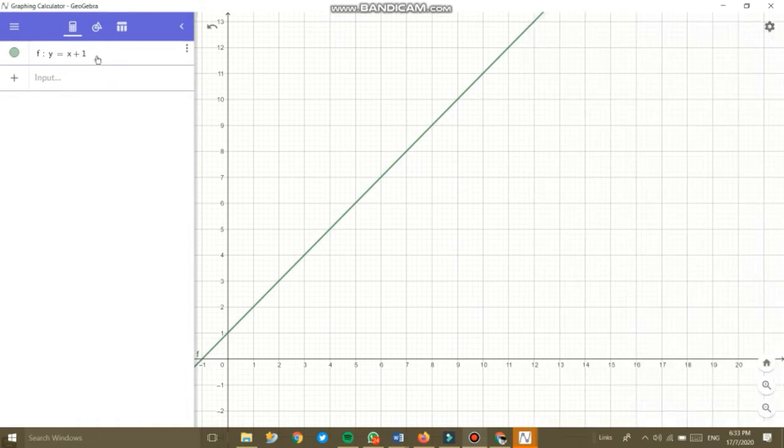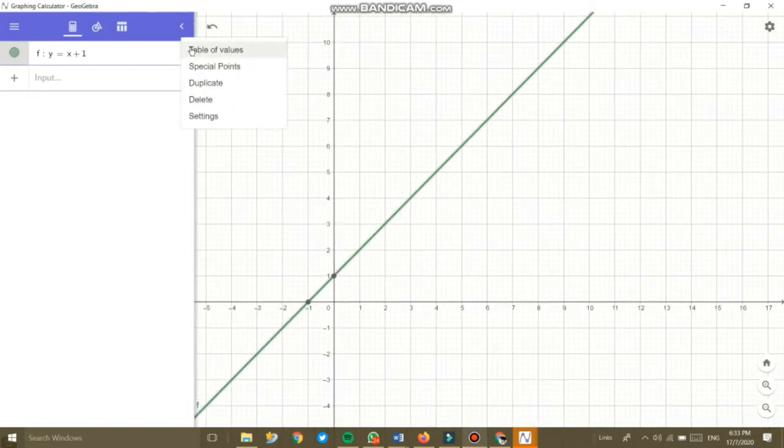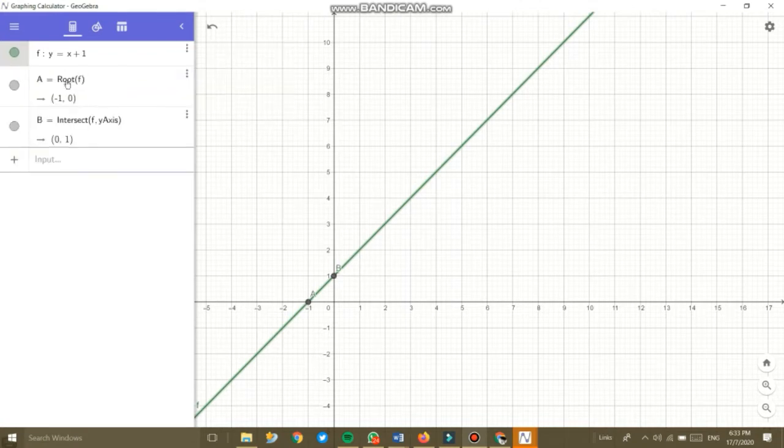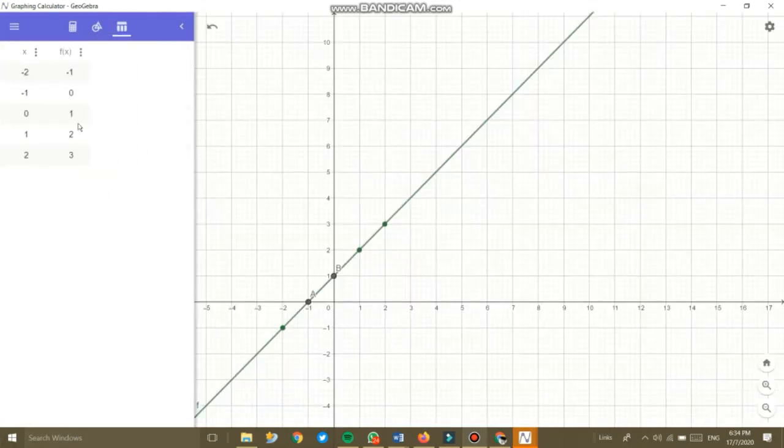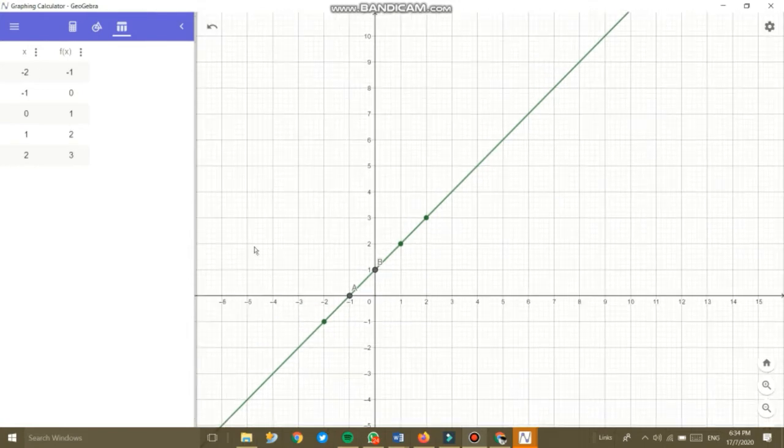So for the function, this is the function. If you click here, you will see table of values and special points. If you click on special points, you will see two things that are root and intersect. So the root of the function is (-1, 0), which is A, and then the intersect, which is B, is (0, 1). And also if you click on the table of values, we start with -2 and end with 2, so we will be able to have this table, and the points are also plotted on the graph.